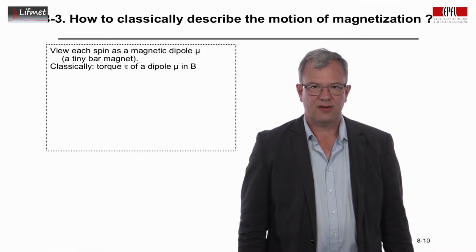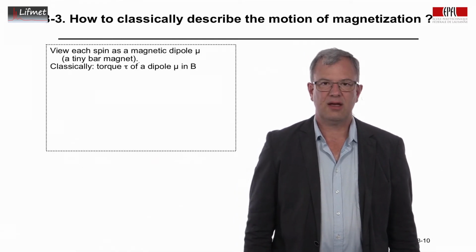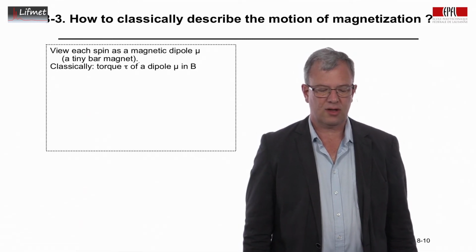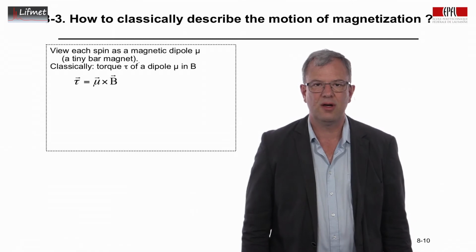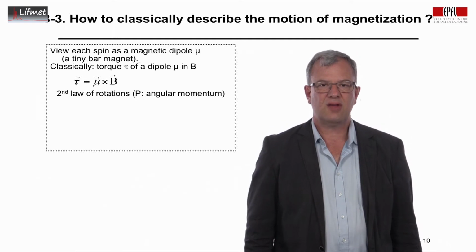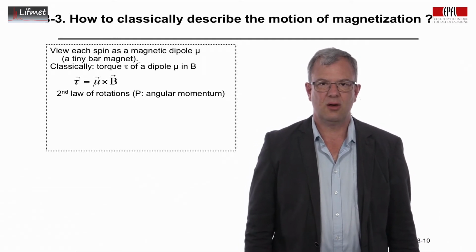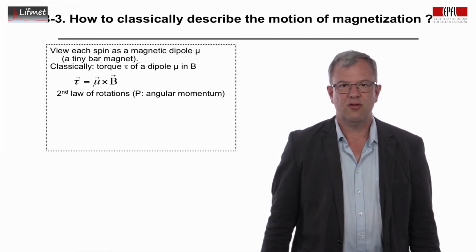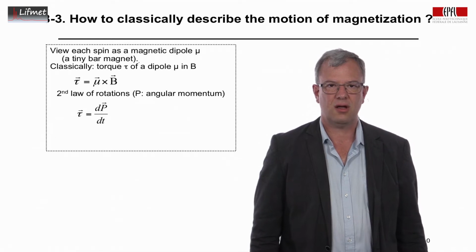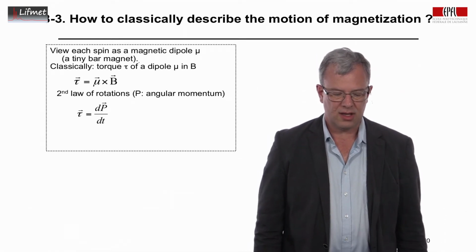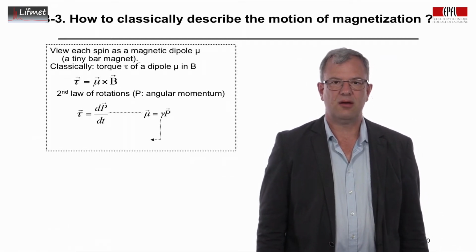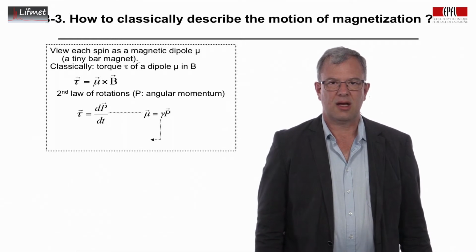Now, classically, as I mentioned before, the magnetic field exerts a torque tau on that dipole, and this torque is given by the vector product of the magnetic moment of that spin with the external magnetic field. Now we'll take the second law of rotations, and here P denotes the angular momentum. So we know from the second law of rotations that the derivative of angular momentum with time is equal to the net torque. Here we have one torque, and we can now use this and substitute the angular momentum with the magnetic moment.